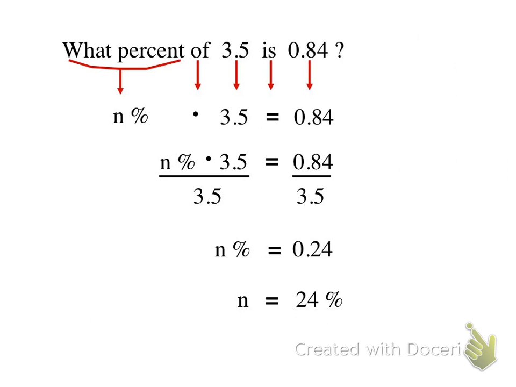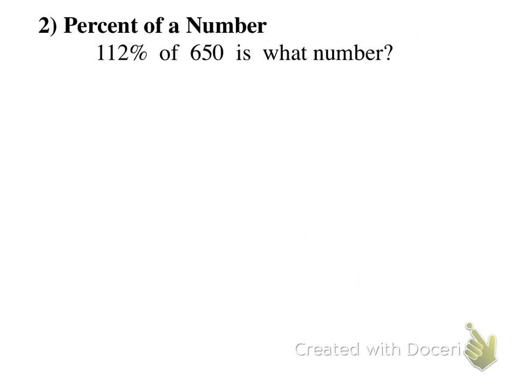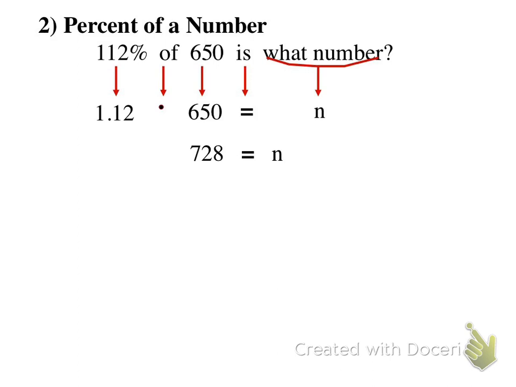We got a lot of problems to do. Okay, percent of a number. 112%, convert it to a decimal. Of means times. Is means equals. What number is n? Do I write n%? No, because they're not looking for a percent, they're looking for a number. Multiply it out.